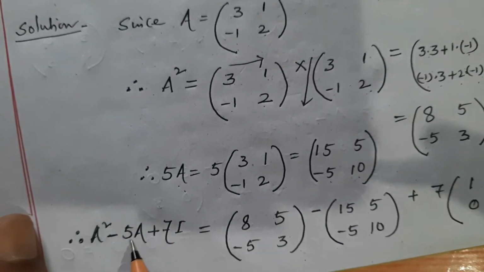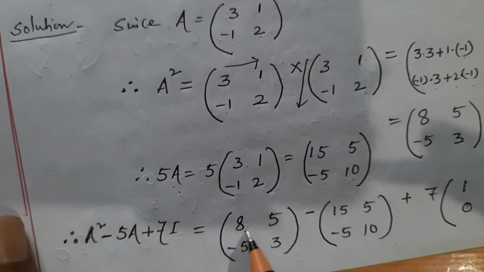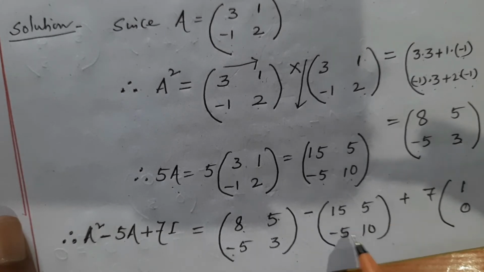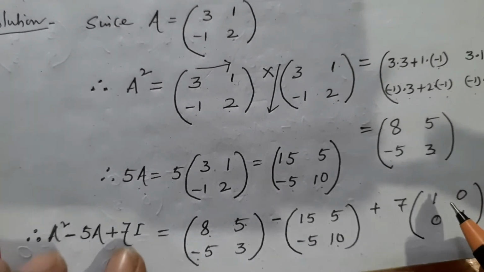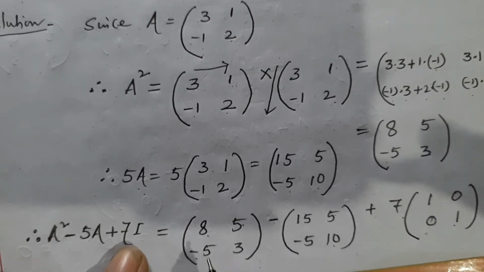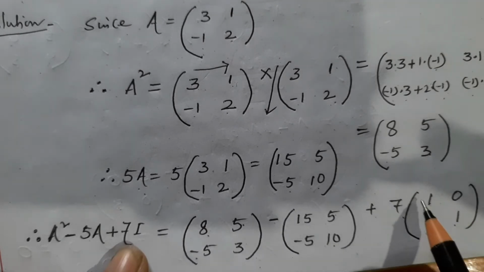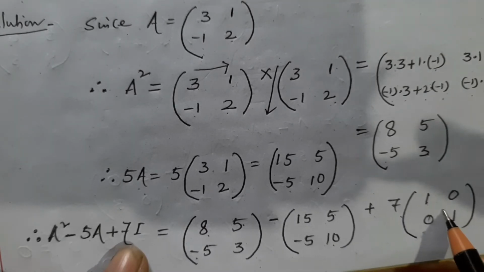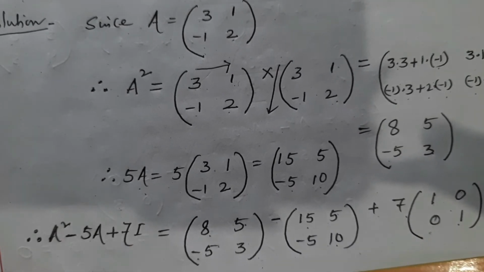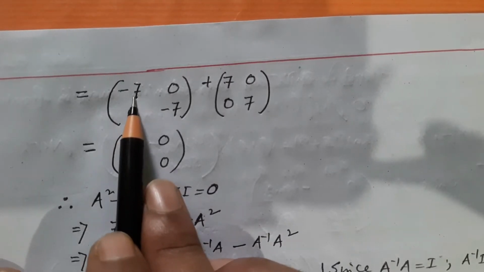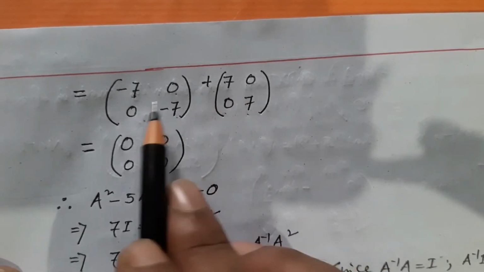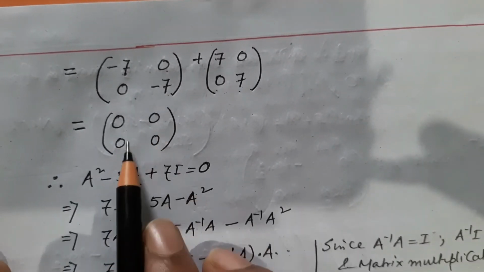Therefore A square minus 5A plus 7I equals [8 5; minus 5 3] minus [15 5; minus 5 10] plus 7I, that means 7 into the identity matrix [1 0; 0 1]. At first we multiply 7 with each and every element of this matrix, then subtract this matrix from this matrix, finally we can add [minus 7 0; 0 minus 7] plus [7 0; 0 7]. So if we add we get [0 0; 0 0].